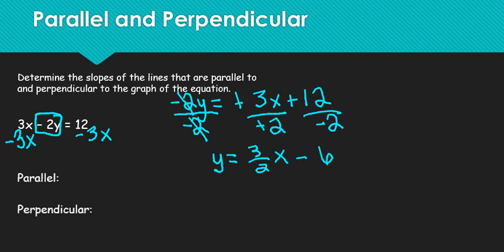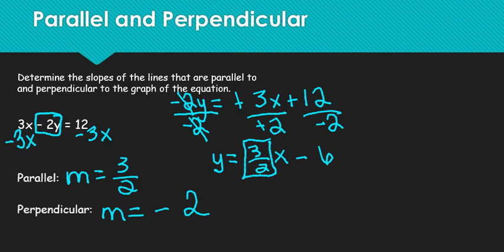Now, what do we care about? We are only paying attention to the slope right now, right? And the slope is 3/2. So parallel would remain the same. So 3/2. Perpendicular, we change the sign, so we'll have negative, and then we flip the fraction to give us negative 2/3.